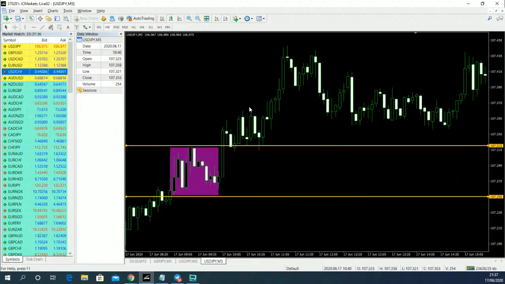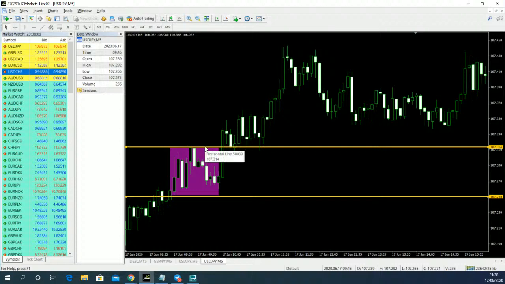If you are here for the first time, it's not going to be difficult for you to see what we are doing. What we are doing is that this box is drawn for us automatically by an indicator. We call that indicator the sessions indicator.